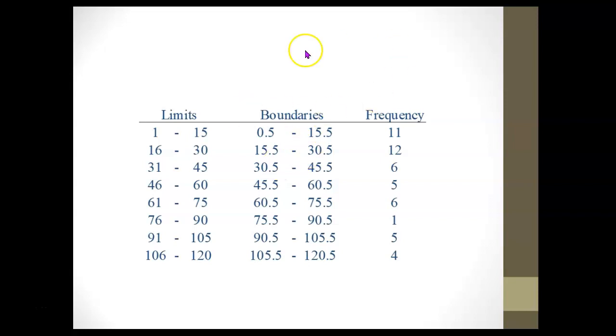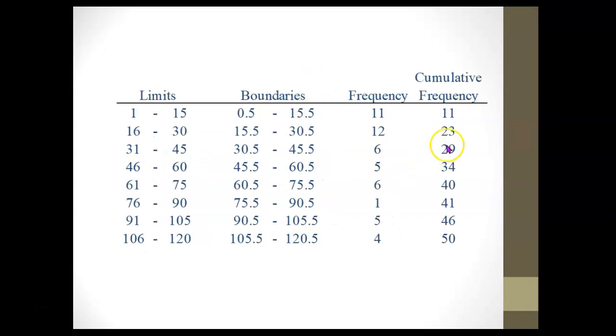And then the upper boundary for each class would be if you start at the upper limit and go up by 0.5. Start at 15, go up by 0.5, you get to 15.5. Start at 30, go up by 0.5, you get to 30.5. Start at 45, go up by 0.5, you get to 45.5, and so on. And notice that that means that the upper boundary of one class is the exact same number as the lower boundary for the next class.